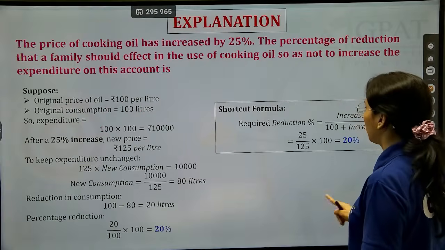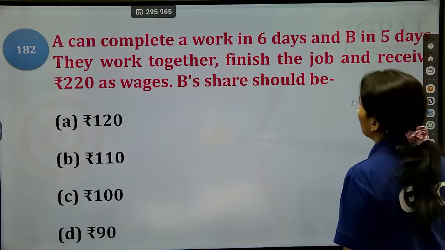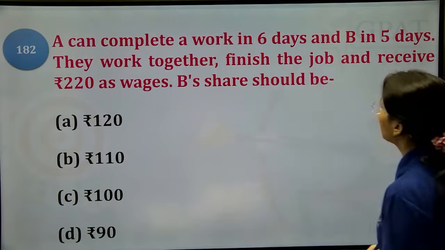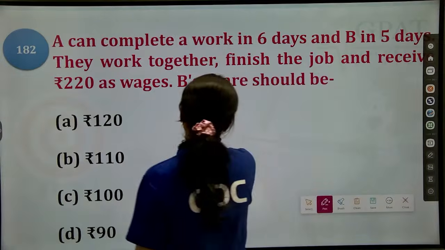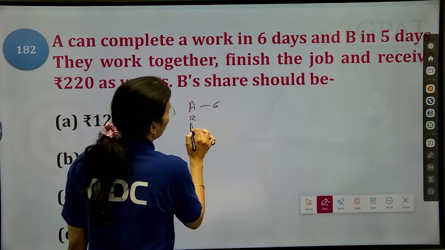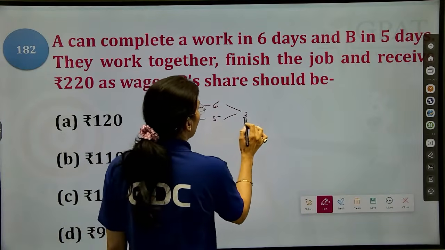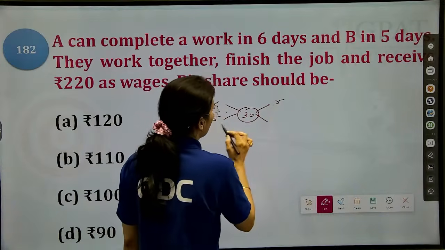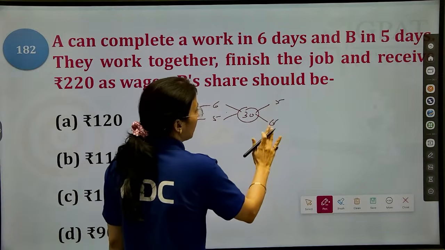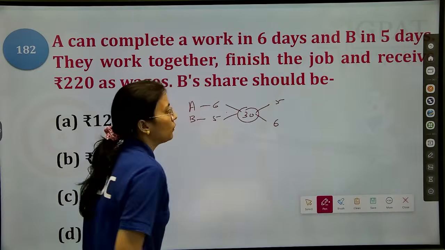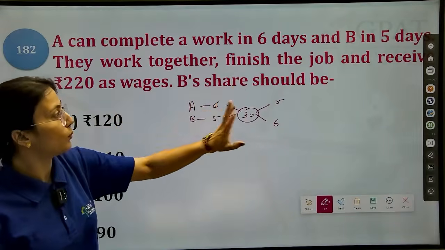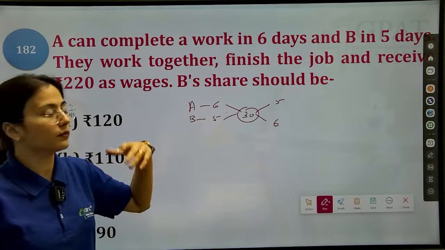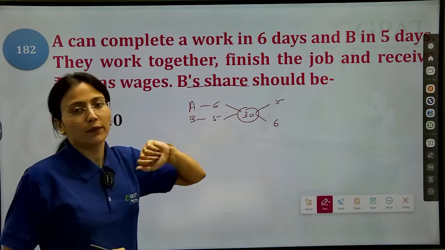Now move to another question: A can complete a work in 6 days and B in 5 days. We take the LCM, 30, as the total work. So the efficiency of A is 30 divided by 6, which is 5, and the efficiency of B is 30 divided by 5, which is 6. They work together, finish the job, and receive 220 as wages. We have to find B's share.